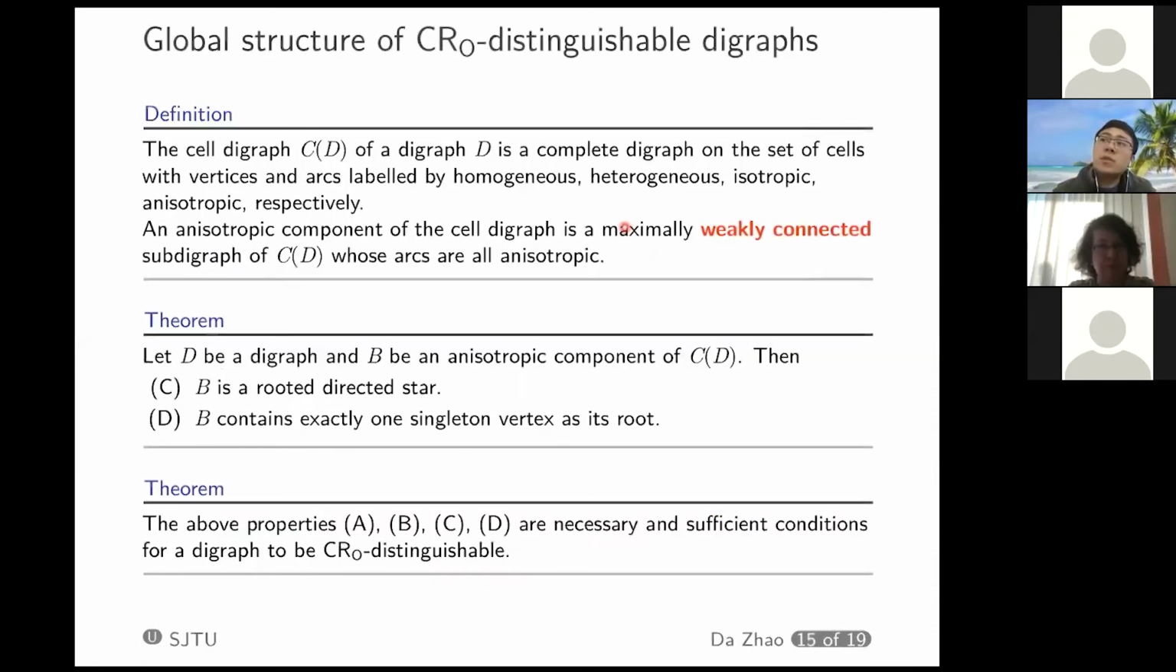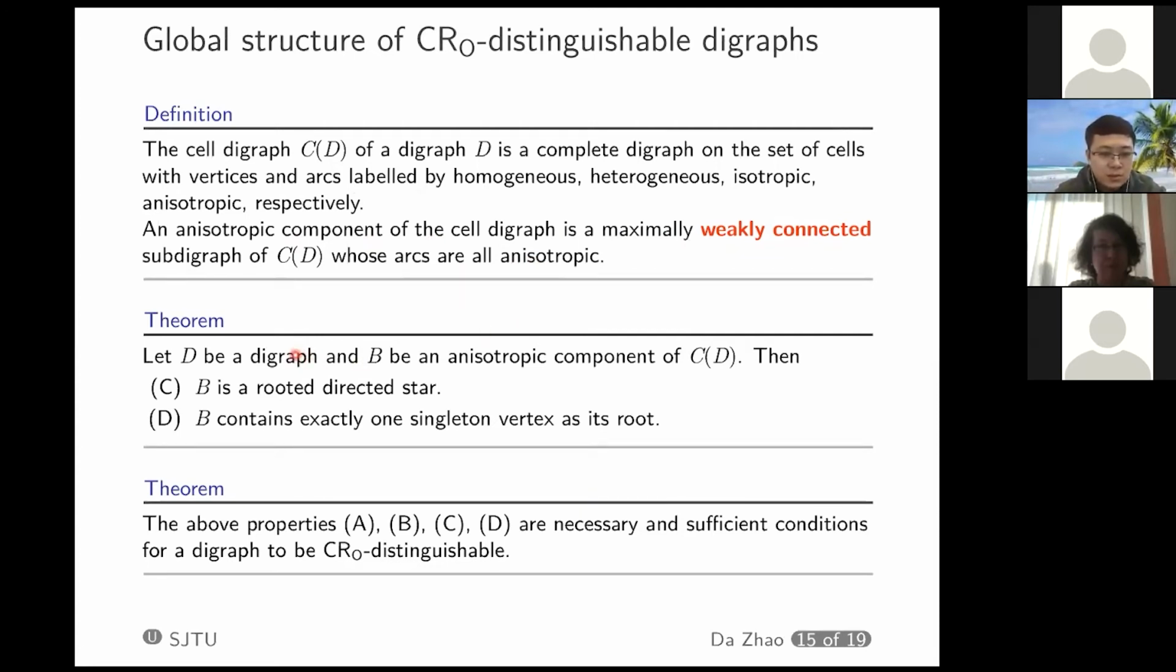So what about its global structure? The cell graph becomes a digraph, and we will also label these vertices and arcs as homogeneous, heterogeneous, isotropic, and anisotropic respectively. Now we will slightly revise the definition of anisotropic components. We will use the maximally weakly connected subdigraphs whose arcs are all anisotropic.